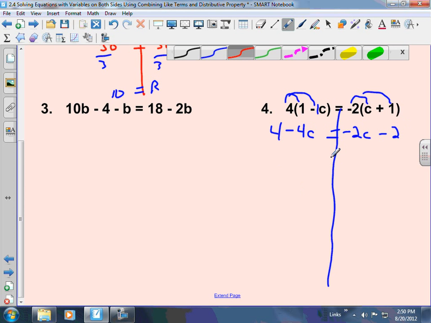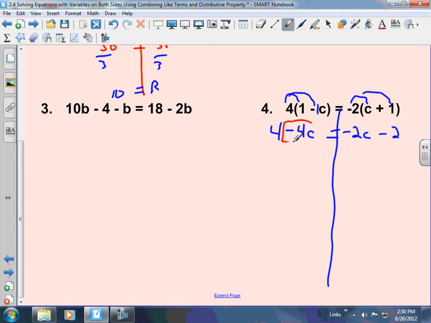Are there any like terms for me to combine? No, there are not. So now I take my smallest coefficient, which is negative 4c. Coefficient is a number with a letter. And I add it to both sides. So I'm going to add 4c to both sides. Because 4c was negative, I added it. This cancels. 4 equals 2c minus 2.